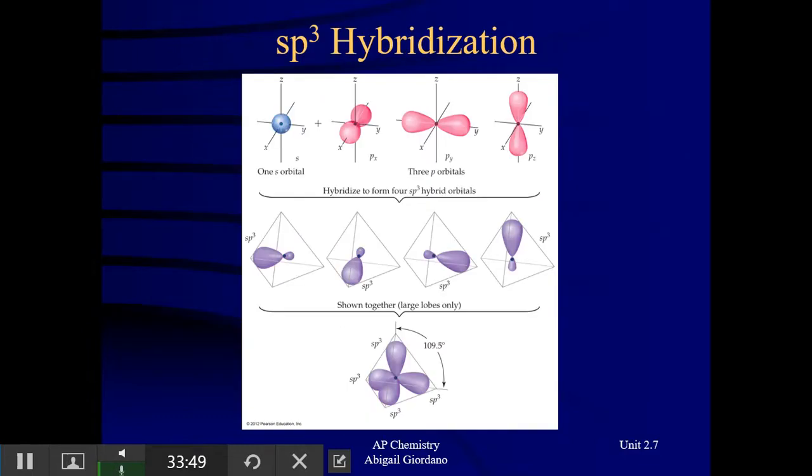Those 4 different shapes blend together to form 4 identical shapes. Would you all agree that these 4 in the middle, they are identical in shape, and they come together to form this tetrahedral shape? So what got blended together? 1 s orbital and 3 p orbitals were blended together. So ladies and gentlemen, that carbon in methane, we say is sp3 hybridized. Okay, it has sp3 hybridization because what did we blend? 1 s orbital and 3 p's.